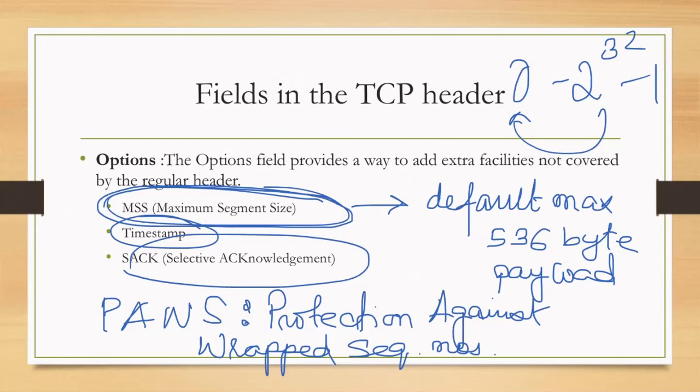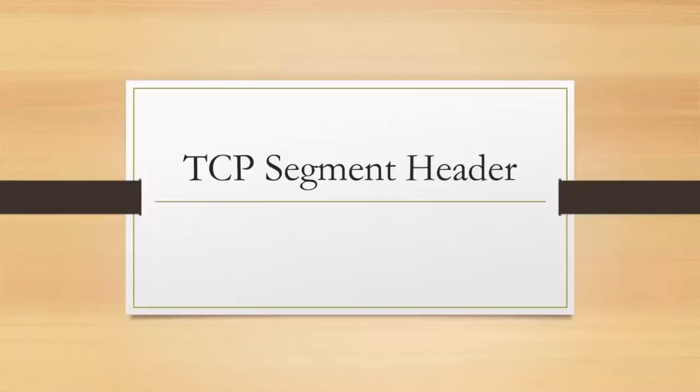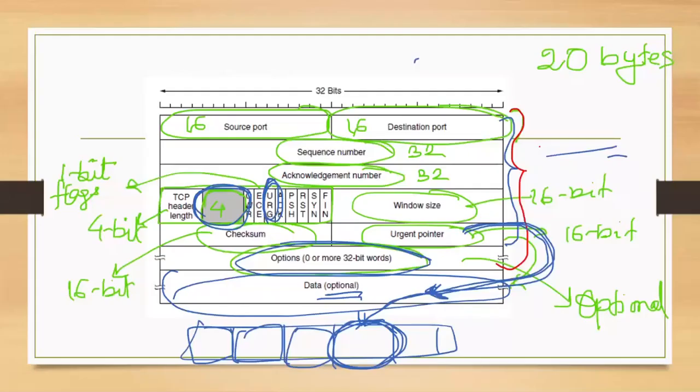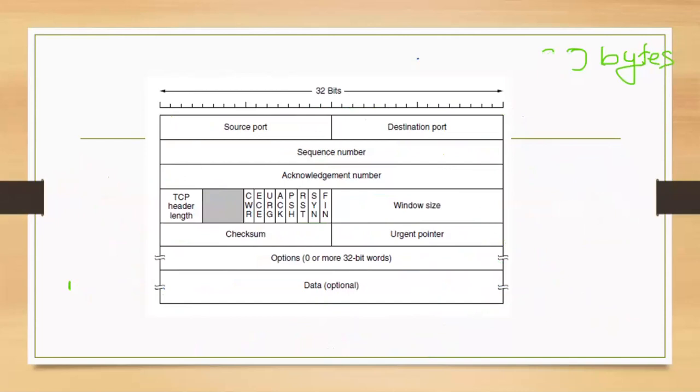These are the different fields in our TCP segment header. It is very important to know the size of the TCP header, what the fields are, and the order in which the fields appear. All right, so that is all about the TCP segment header. In the next video, we will discuss more about the TCP protocol.